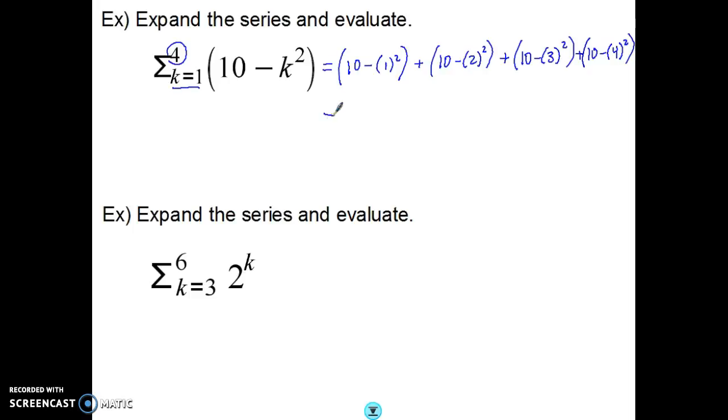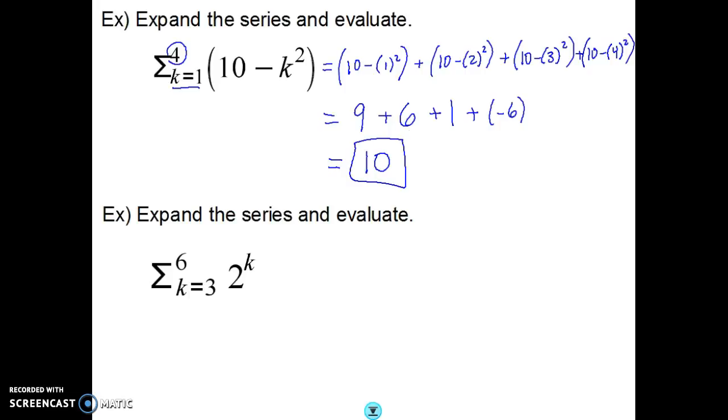So we can do this math out. 1 squared is 1. 10 minus 1 is 9. Plus 2 squared is 4. 10 minus 4 is 6. 3 squared is 9. 10 minus 9 is 1. And then finally we're adding on 4 squared is 16. 10 minus 16 is actually negative 6. That's okay, we're allowed to have negative terms in our series. And if we add all of these together, 9 plus 6 is 15, plus 1 is 16, plus negative 6 is 10. So this series evaluates to 10.